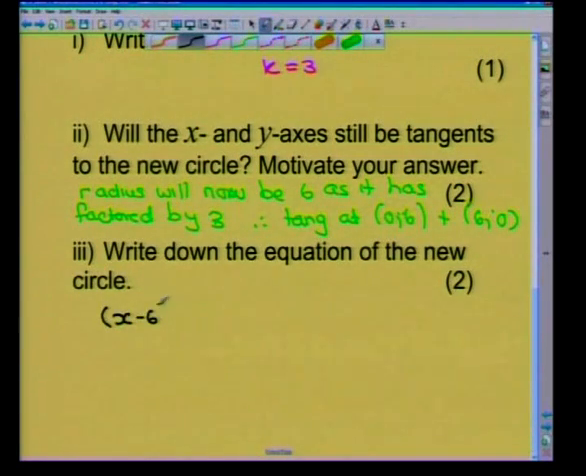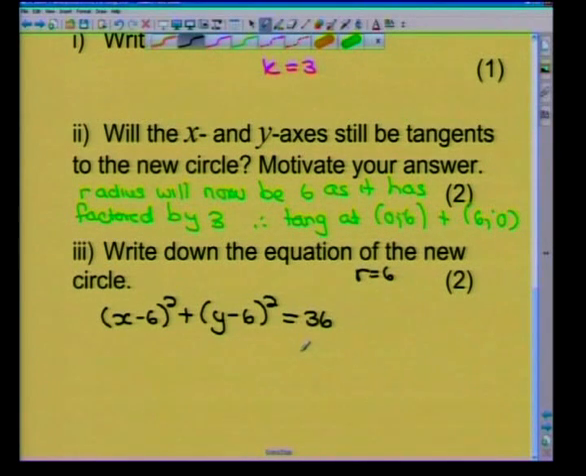It's (x minus 6) squared added to (y minus 6) squared, and that is equal to the radius squared. Now we know that the radius changed to 6, so radius squared would be 36. There's nothing wrong with writing 6 squared, but I actually quite like it like that. Right, so we have got that particular question done.